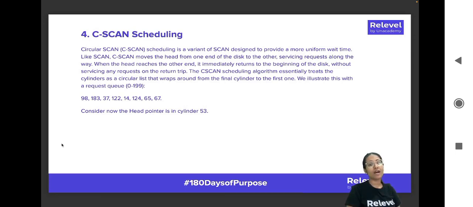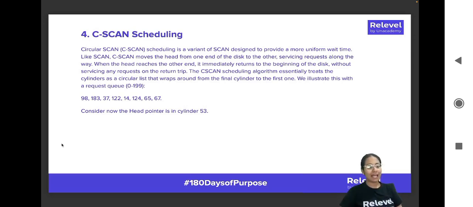So it was kind of unfair to a few processes which are just arriving before where your head currently is, in the opposite direction, and it was very favorable for those processes which are currently in the same direction. So that is why we introduced the idea of circular scan, which is nothing but a variant of scan only, designed to provide a more uniform wait time and a slightly fairer chance for the processes to get their requests executed.